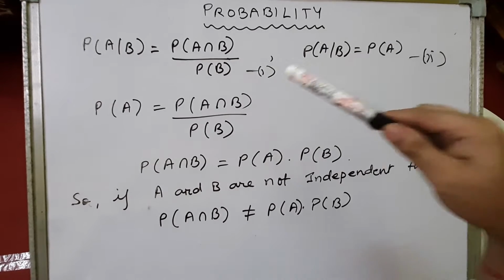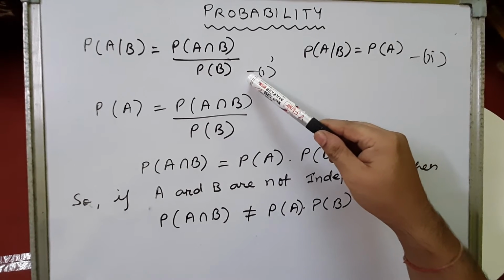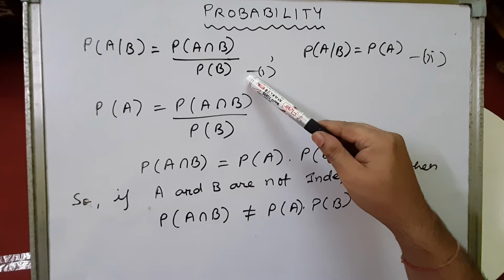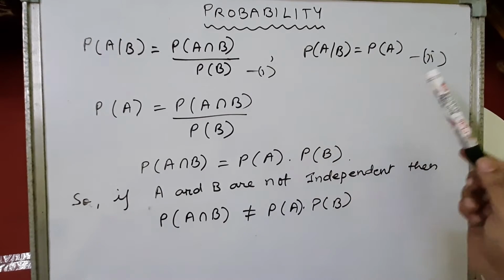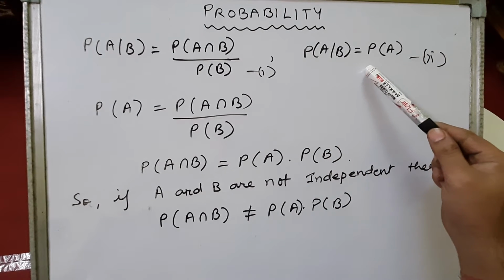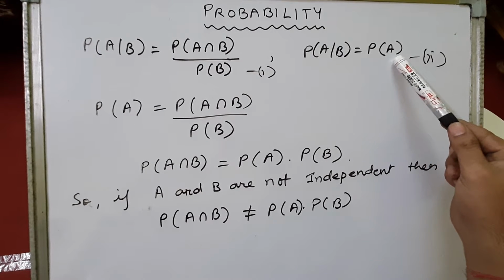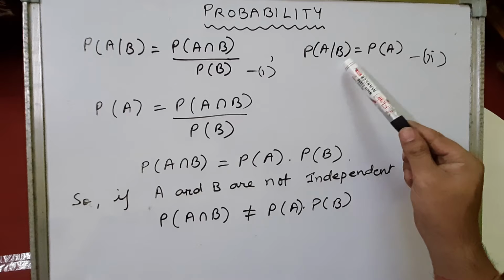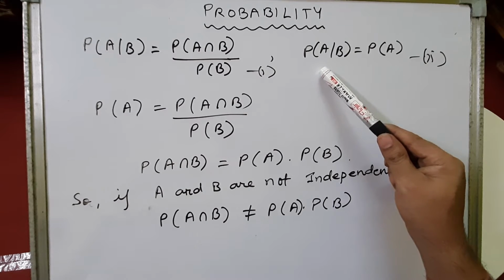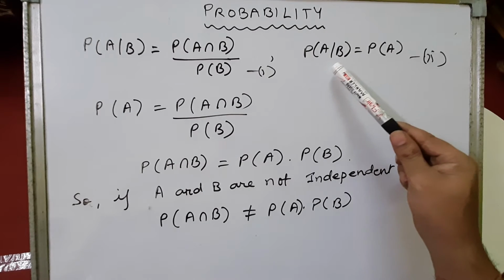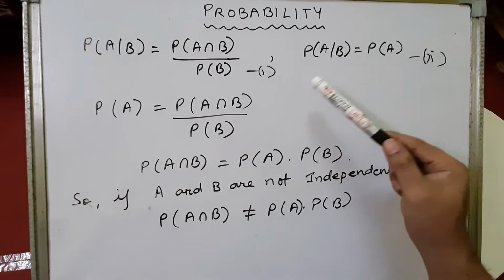In conditional probability, we have studied that probability of A upon B is probability of A intersection B upon probability of B. And in the independent event theorem, we have studied that probability of A upon B is equal to probability of A, because the happening of B does not affect the happening of A. So probability of A over B will be probability of A.